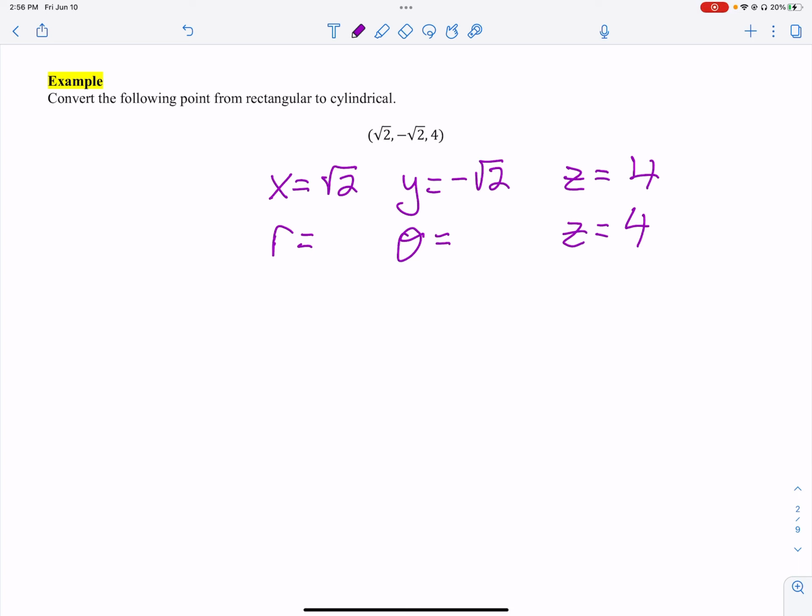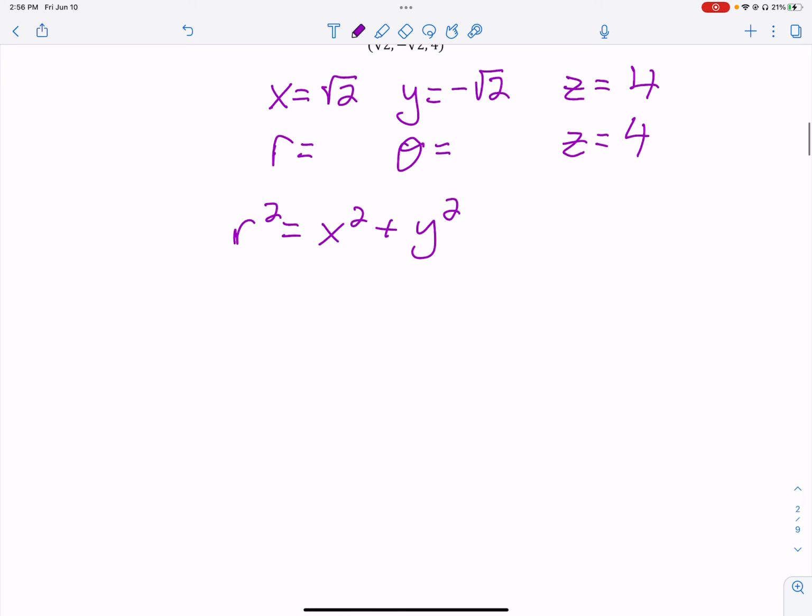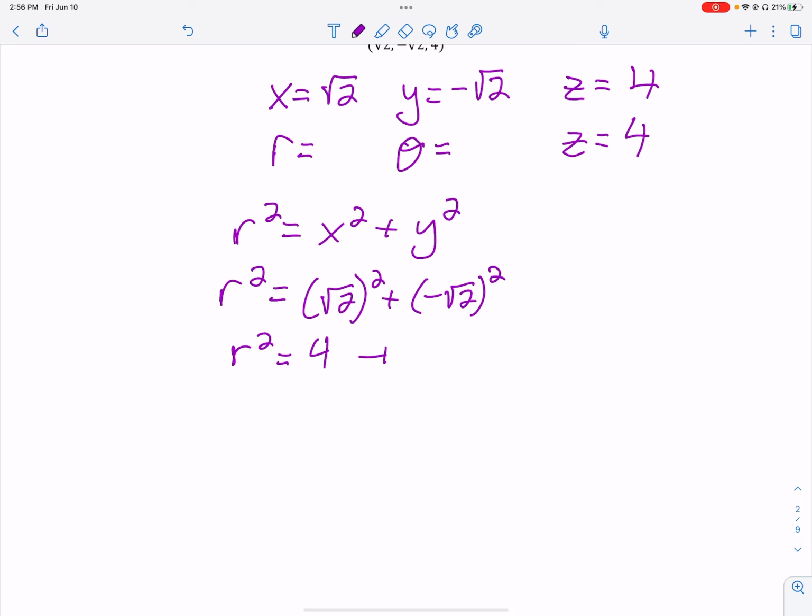But now I'm going to use my other formulas. So r squared equals x squared plus y squared. So I got r squared equals, okay, x is square root of 2, y is negative square root of 2, squared. So we get r squared equals, okay, that's 2 and 2, we get 4, which tells me r is 2 and negative 2.